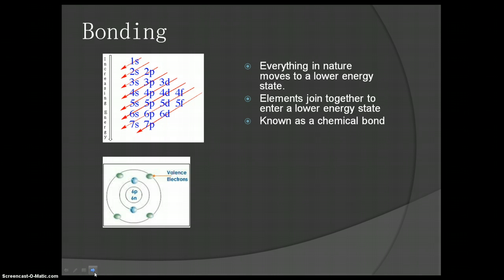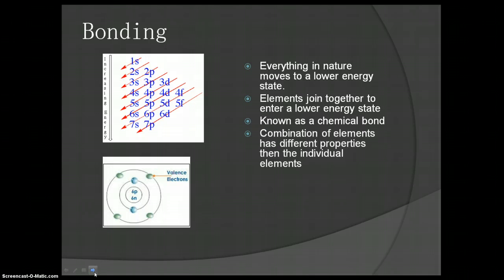When 2 elements join together, we call this a chemical bond. And a chemical bond is something that gets each element to a lower energy state. And this is very important. Molecules have different chemical properties than the individual elements that make them up.